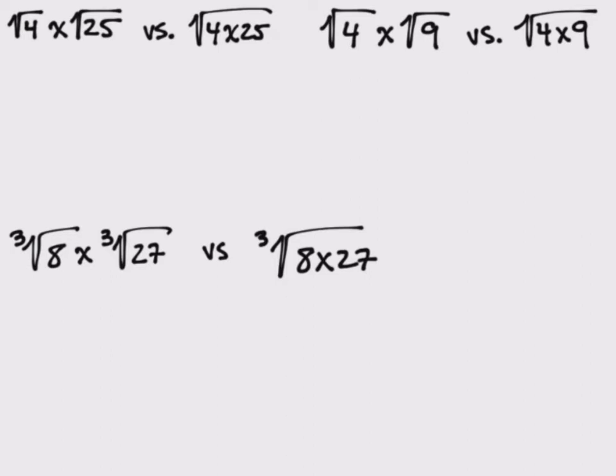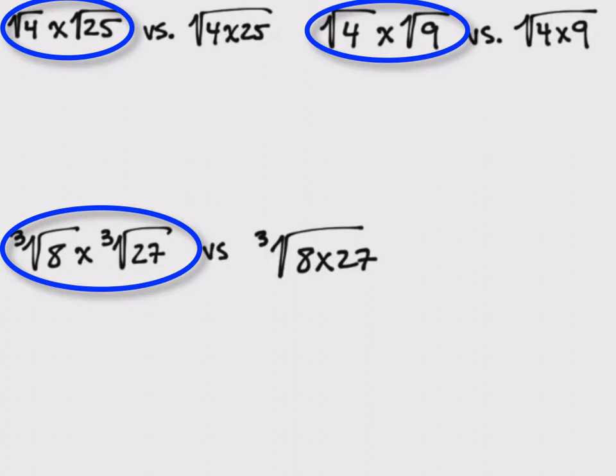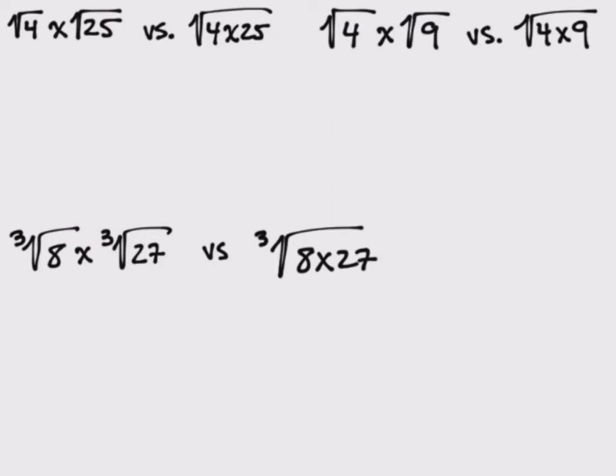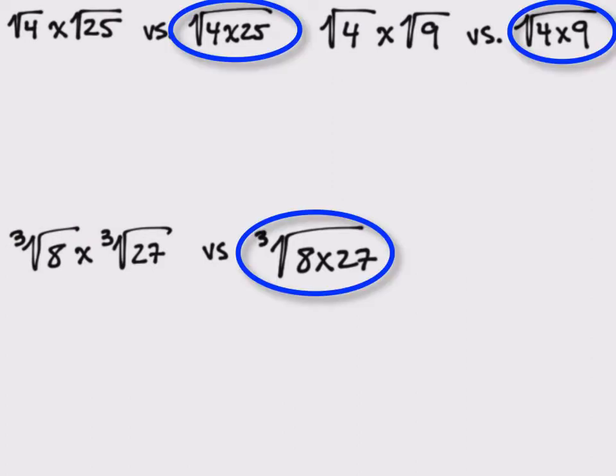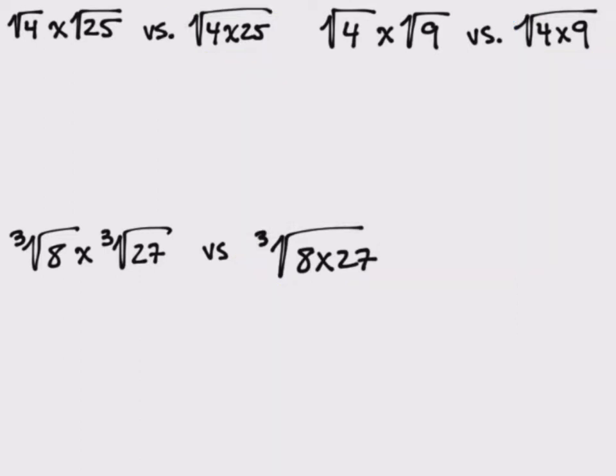Alright, please consider the three examples in front of us. In each, we have some numbers and we're taking roots, both square roots and cube roots, and multiplying. In some instances, we're taking the roots of each of the numbers individually and then multiplying those roots. And in some instances, we're multiplying the numbers first and then taking the root of that product. So what I'd like you to do is to pause the video and please evaluate each of these expressions and then compare them to one another.